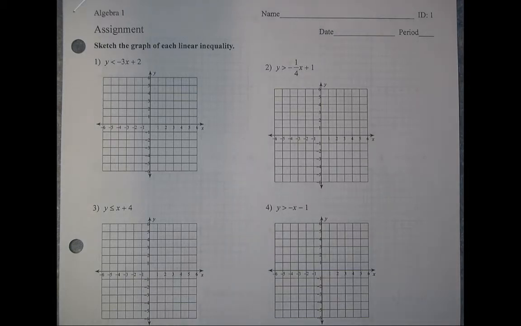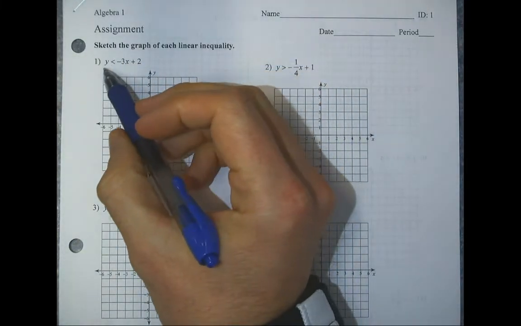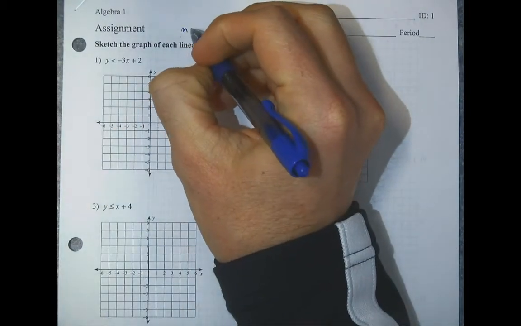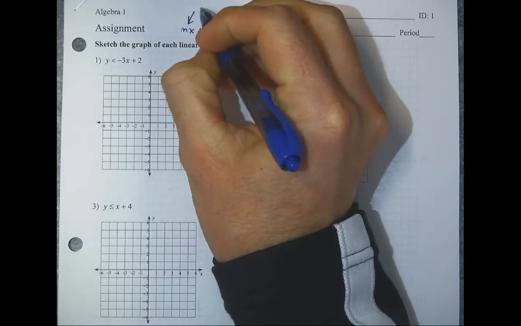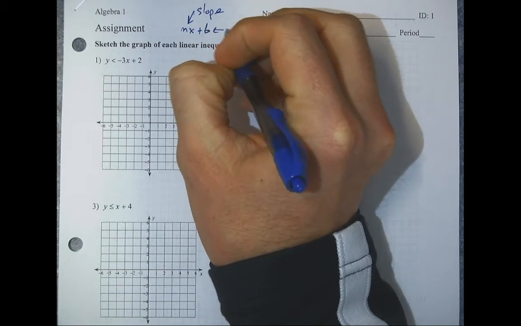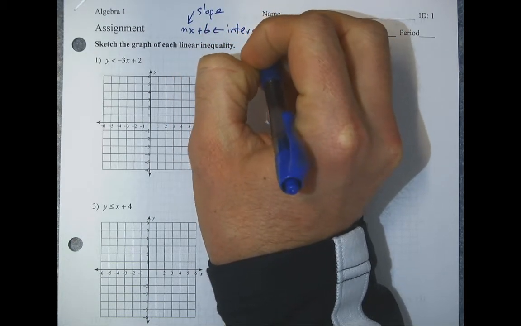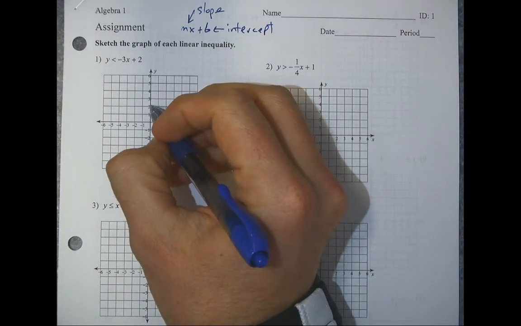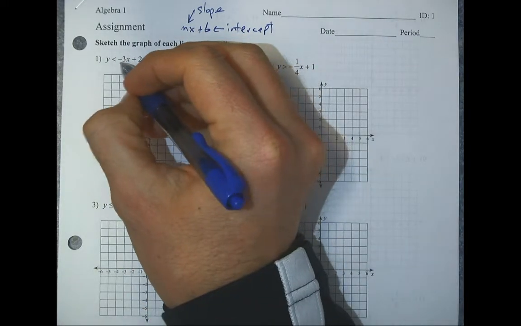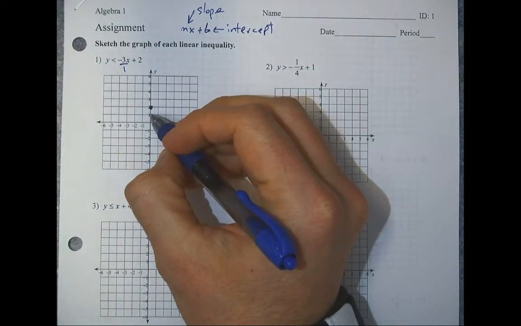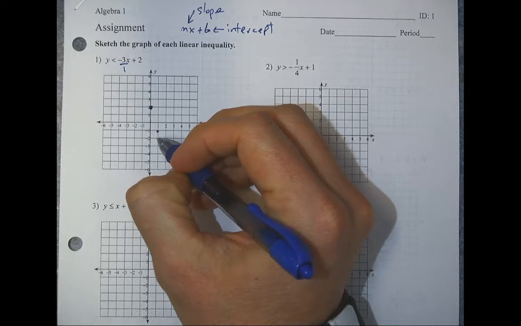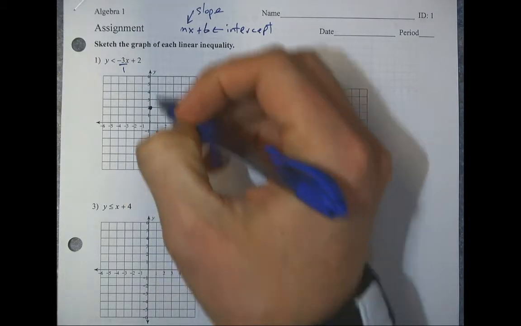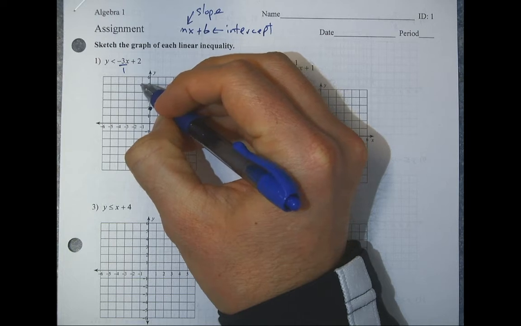This is the 6-9 worksheet assignment, and we are going to be graphing linear inequalities. So, taking a look at number 1, this is in nice y equals mx plus b form, where we have a slope and an intercept, and that's the y-intercept. We can start at the y-intercept, which is where it hits the y-axis, and then use the slope, which is negative 3 over 1, so down 3 over 1. Go in the opposite direction, up 3 over 1.